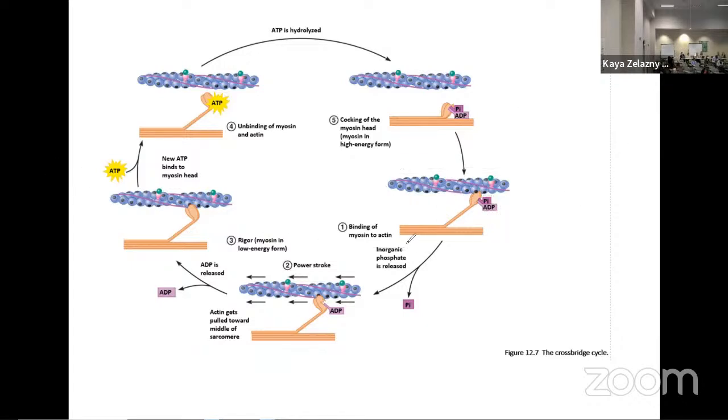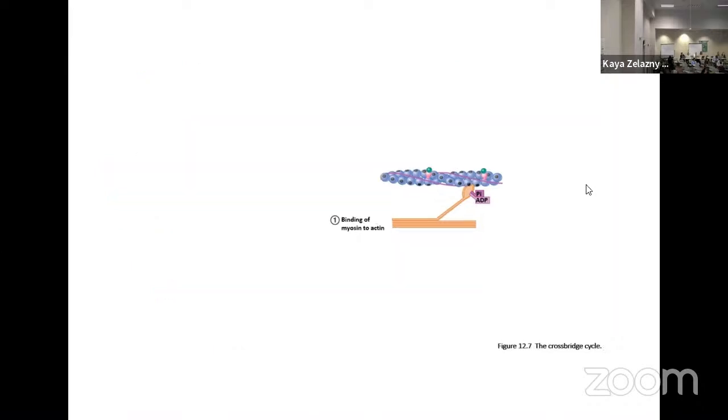And during this step, what is happening is that we have myosin and actin bind together. So we have an actin binding site on myosin, and we have a myosin binding site on actin. And they come together here in this first step of the cross-bridge cycle. I'm going to go through one by one. So that's our first step. We have our thick filament myosin bind to the actin.